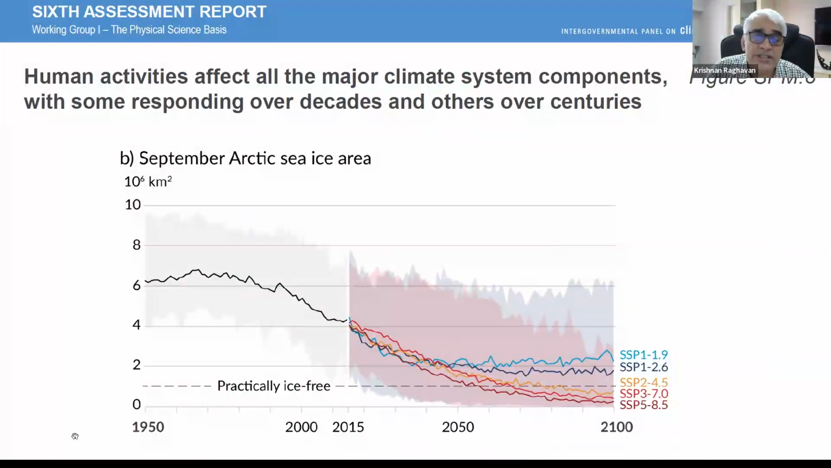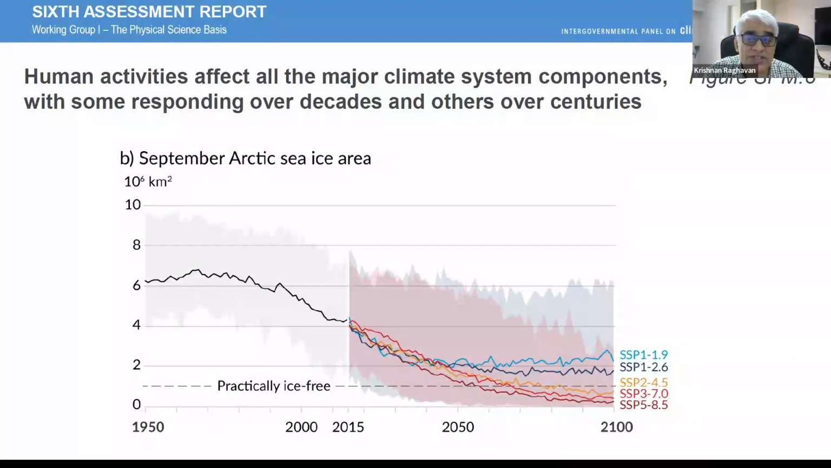The other point is that there could be remote drivers, because the Arctic sea ice is declining at a very fast rate. And in the coming few decades, practically the Arctic could be ice-free. This is mainly coming because of human activities. This is again from the 6th assessment report. The future projections of the Arctic sea ice show major decreases as the climate is warming.